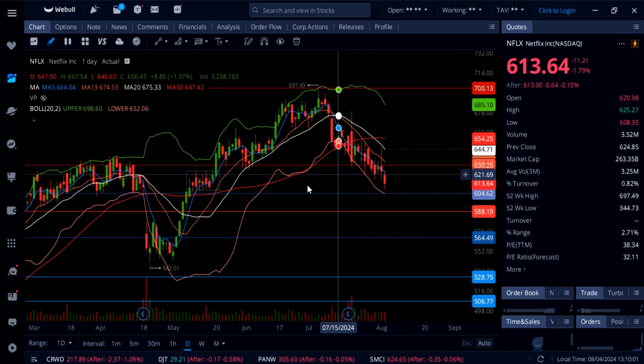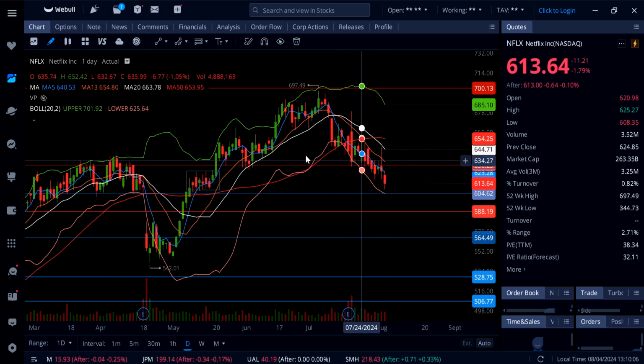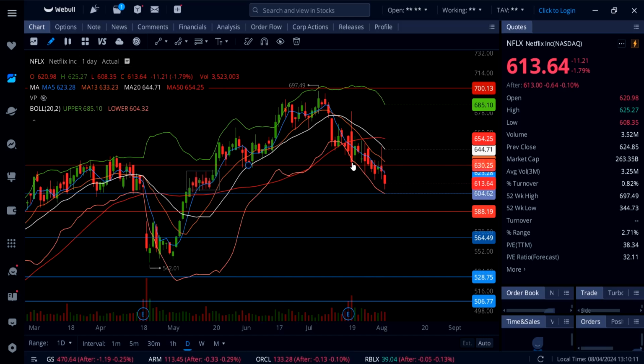So Netflix is also down 1.79%, and we talked about it before in my video that there is a strong support right here, lots of consolidation, and now 630 is going to be a big level of support. But if that gives up at some point, you're going to see a lot more selling, and you can see exactly why I said that.